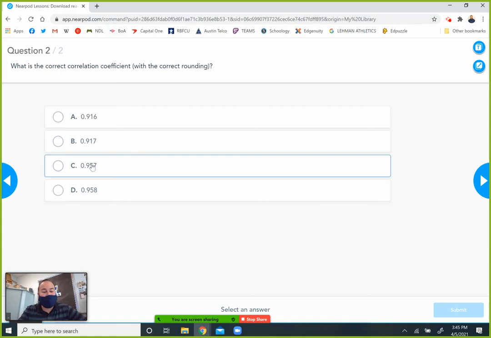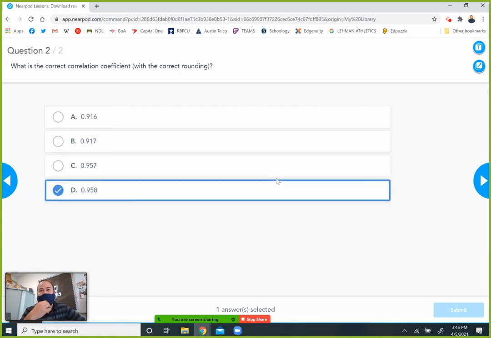What's the number after? It's 0.9575, right? Yeah. So the 5 rounds the 7 up to an 8. But D is the correct correlation coefficient. Good job with your rounding. That was more of a question like, hey, do you know how to round? Okay.